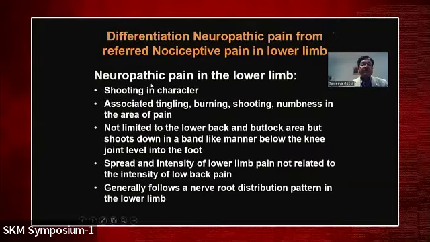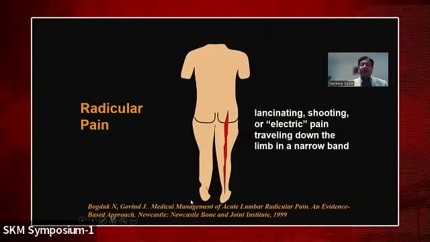Whereas neuropathic pain is generally shooting in character, associated with tingling, burning, shooting, and numbness in the area of pain. It is not limited to the lower back and buttock area, but shoots down in a band-like manner below the knee joint level into the foot, the dorsum of the foot or the sole of the foot. The spread and intensity of lower limb pain is not related to the intensity of back pain. That's also important. It generally follows a nerve root distribution pattern in the lower limb. So if you look at that, that sounds like a neuropathic pain to me. You can see it's shooting down the lower limb in a band-like fashion. So that's more likely to be a neuropathic pain in my opinion.